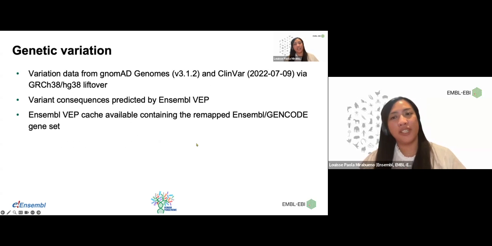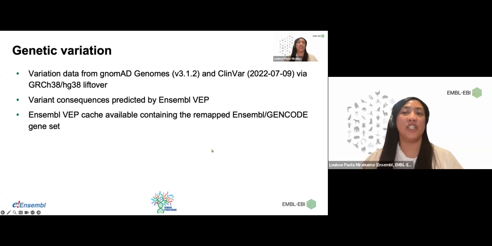So this is why this is only a subset, because we have excluded some of the genes. Variation data is also available for the pangenomes. For this, we lifted over GRCh38 variation data from both gnomAD and ClinVar using CrossMap. And we predicted the variant consequences by Ensembl's Variant Effect Predictor, or VEP. There are also VEP caches available for the genomes.